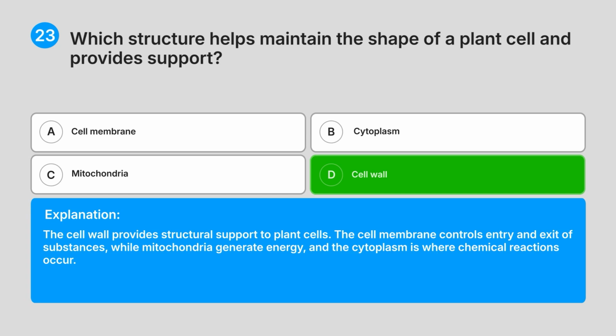The cell membrane controls entry and exit of substances, while mitochondria generate energy, and the cytoplasm is where chemical reactions occur.